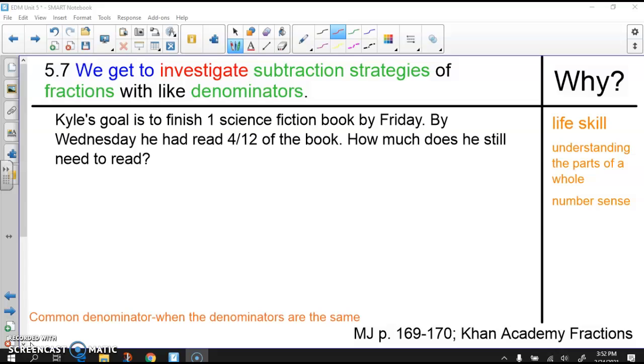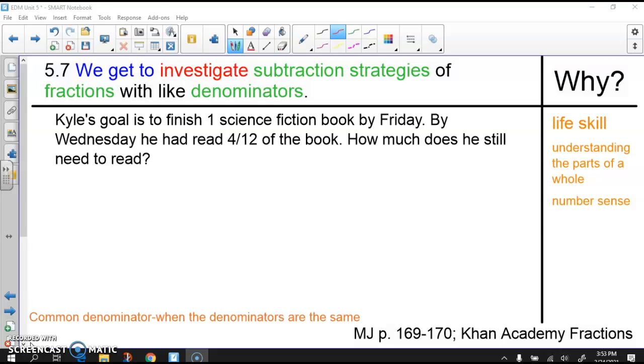So today we get to investigate subtraction strategies of fractions with like denominators. And we tend to think of like denominators also as common denominators, when the denominators are the same. You can see that down on the bottom of the page. So today we're going to take a look at how we can subtract these and what keywords let us know that we need to subtract fractions.